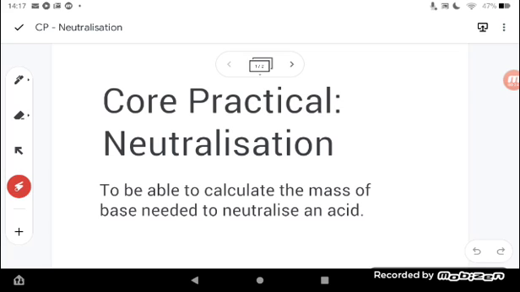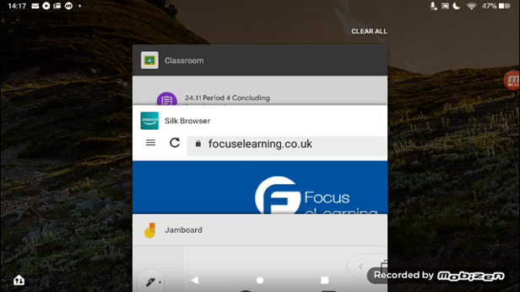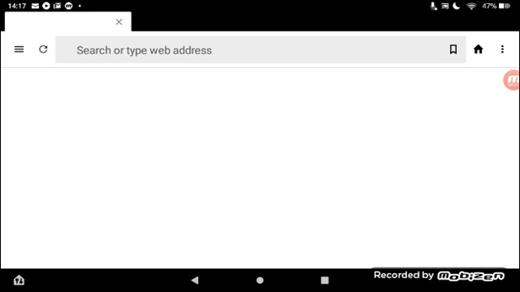Okay, very similar to a titration. The only difference is that with a titration, the base is not a solid, it's a solution, and there's a slightly different method that will be in another video. Now, to do this, I'm going to show you a website. I'll also show you how to use it.